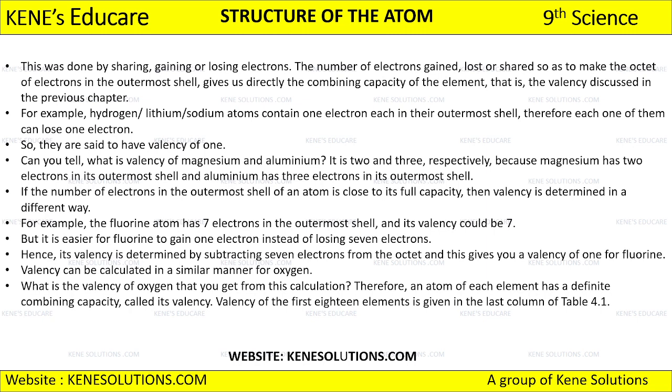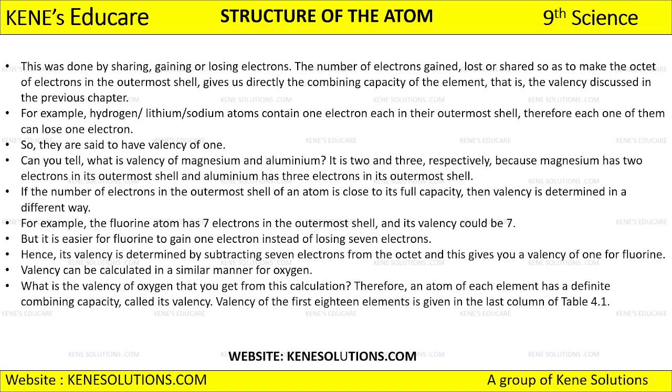For example, if we consider the fluorine atom, fluorine has 7 electrons in the outermost shell, so the valency will become 7 because it has 7 electrons in its outermost shell. But it is easier for fluorine to gain 1 electron instead of losing 7 electrons. So fluorine is going to gain 1 electron. Got it, everyone? Hence the valency is determined by subtracting 7 electrons from its octet, and gives you a valency of 1 for fluorine.